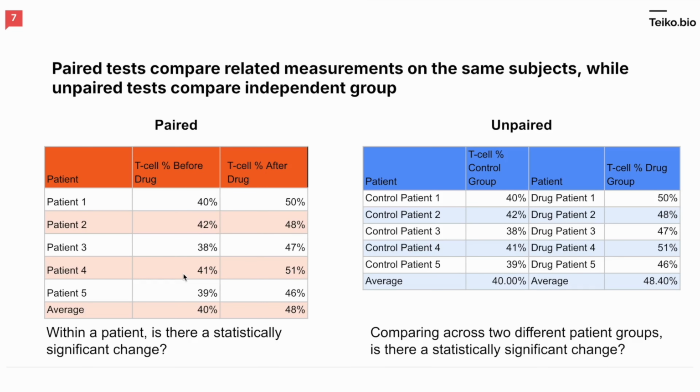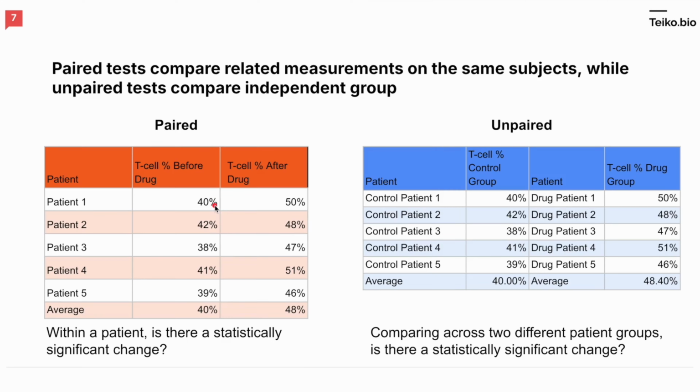So moving into types of tests. The first one is paired and unpaired, and the simplest way to think about the difference between these is paired tests compare related measurements on the same subjects, and unpaired tests compare independent groups. So let's look over here at the paired tests. You can see T cell percentage before a drug and T cell percentage after a drug. You've got patient 1 over here, patient 2, patient 3, etc.